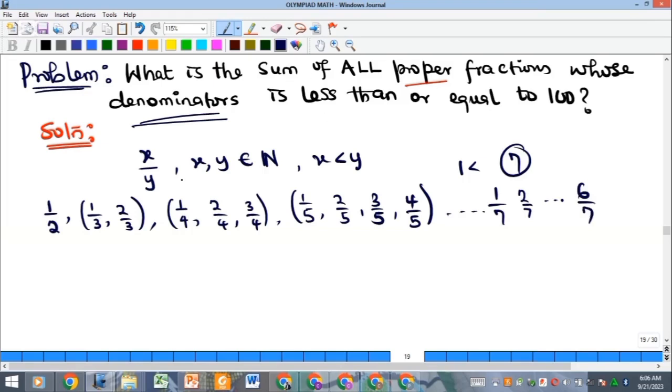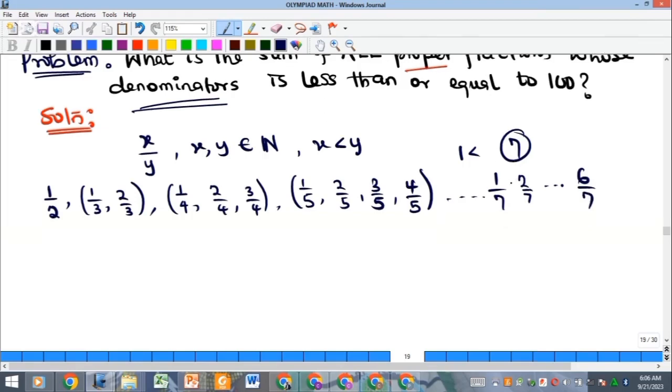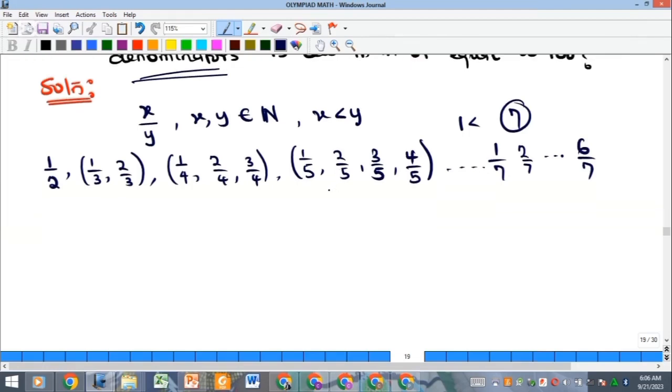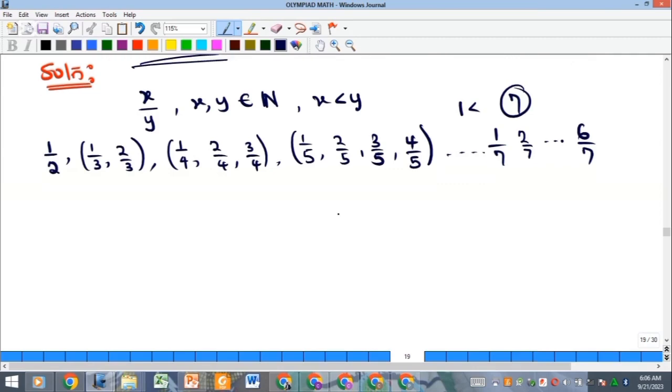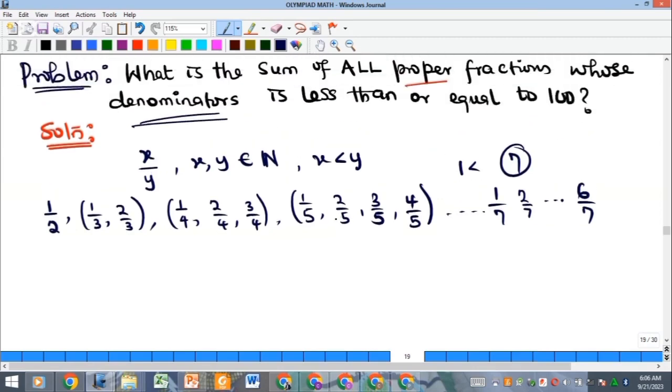Now what's important to us is how we get the sum. Are we going to do this up to 100? How do we do it faster? Remember that the Olympiad exam is all about speed and accuracy. So to be able to do that, we are going to do a generalization that will help us get our solution.